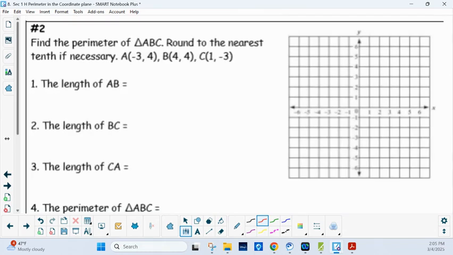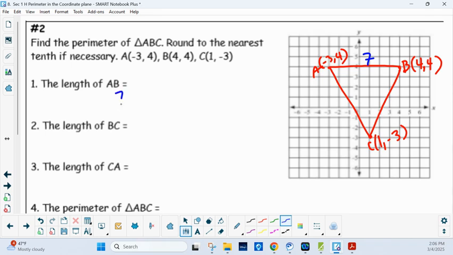Okay, this one, just a triangle, so let's plot those points. A is at -3, 4, B is at 4, 4, and C is at 1, -3. Connect them as best you can. What length can we find right now? AB is the only one perfectly straight. How long is AB? 7. Put that one on AB.